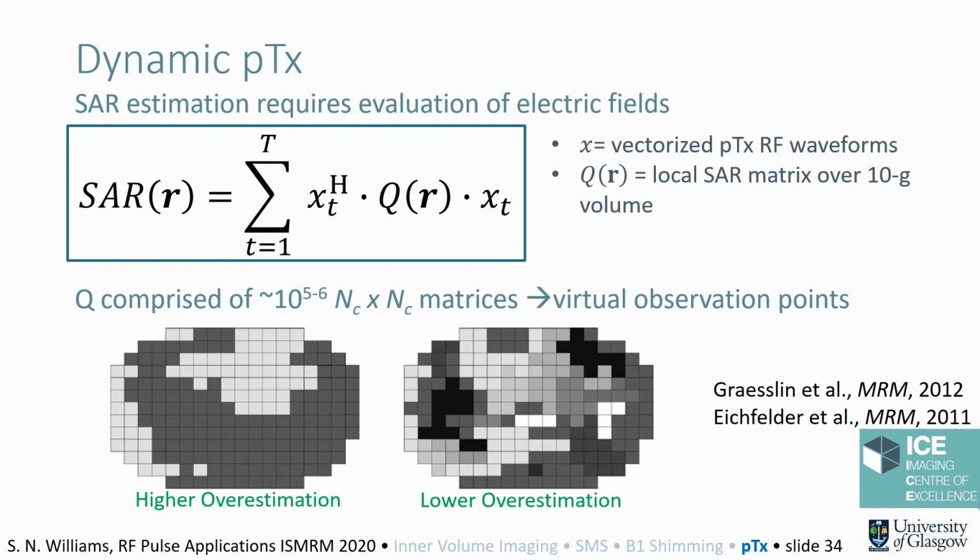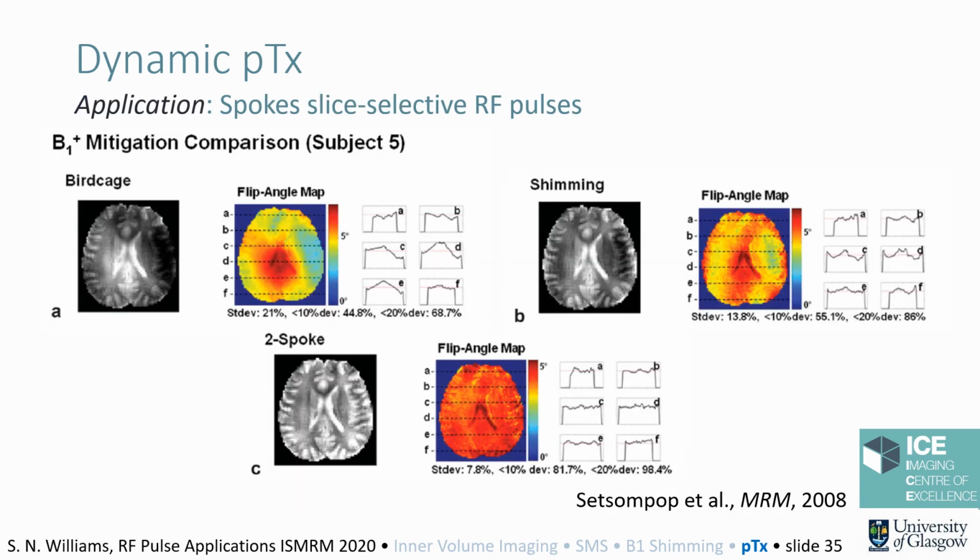Hence, a method to reduce this SAR computation was introduced by Gabriel Eichfelder et al. and is known as virtual observation points or VOPs. This method clusters volumes based on the eigenvalue decomposition of the positive semi-definite Q matrices and ensures that the worst-case local SAR will always be overestimated. VOPs need not be spatially contiguous, as shown in the 2 example figures. On the left, 2 total VOPs are generated, and on the right, 11 are. The 2 VOP example will be more SAR conservative, while the 11 VOP example will be less.